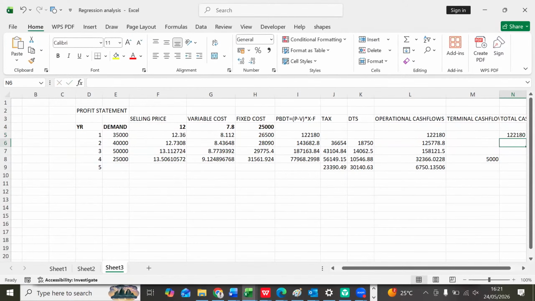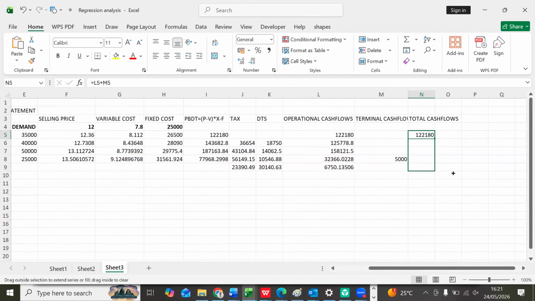So when I enter, I'll be able to pull. You'll see this becoming 37. So I'll be able to come here and simply pull this down like that.